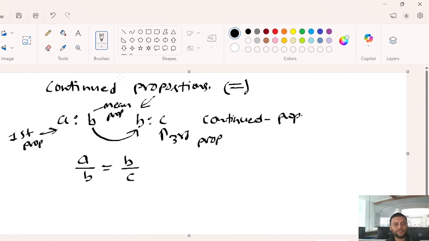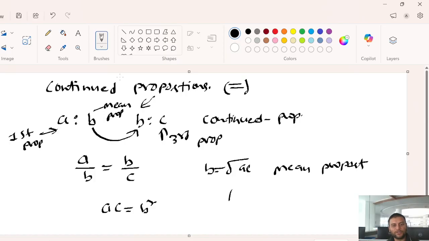Here also, if you do the cross multiplication, we get AC is equal to B square, or we can say B is equal to root AC. B is called the mean proportion, which is your geometric mean actually. B is equal to root AC. So if they ask us to find the mean proportion of the given ratio terms, we can say B is equal to root AC is the mean proportion, A is the first proportion and C is the third proportion. This is about continued proportion.